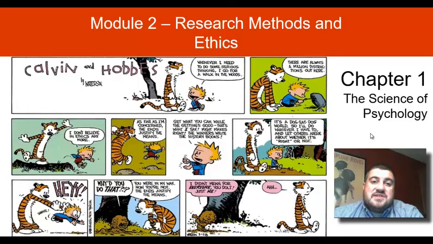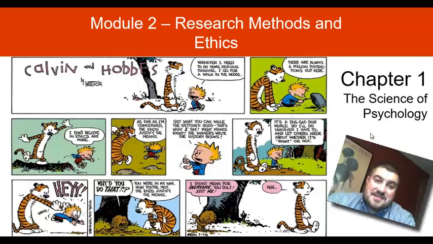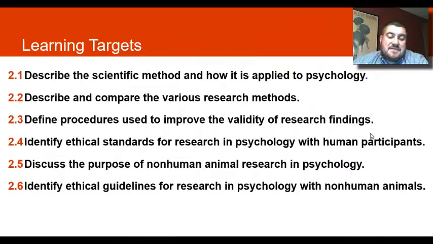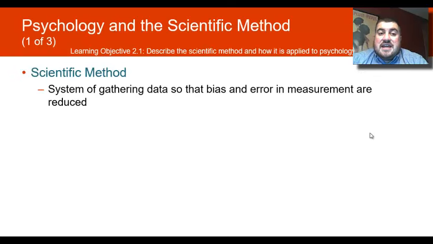And today we're going to continue into Chapter 1 by talking about psychologists' research methods and ethics. So today we'll talk about the scientific method, various research methods, procedures that improve the validity of research, ethical standards with humans, non-humans, and the purpose of using non-humans in psychological research, non-humans being animals.